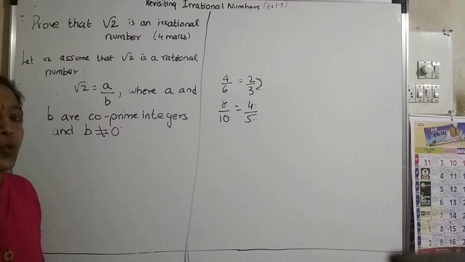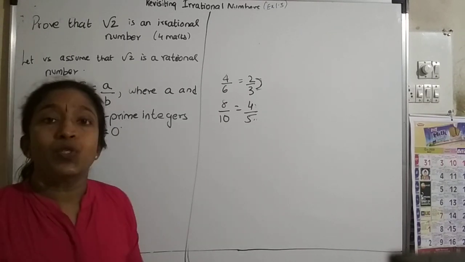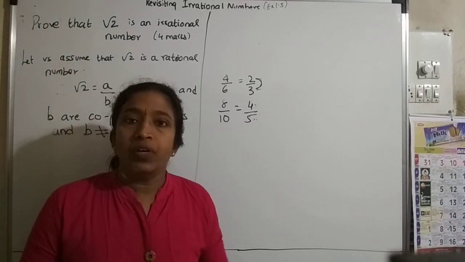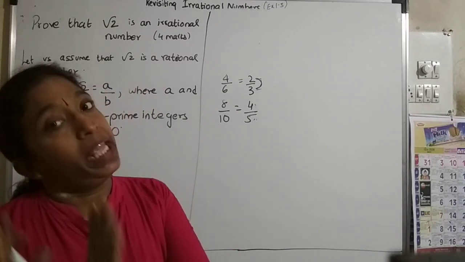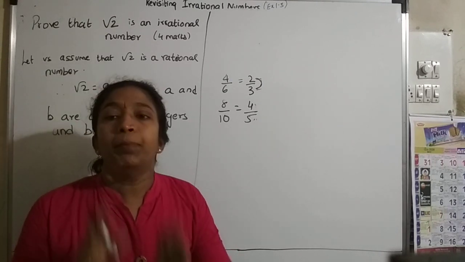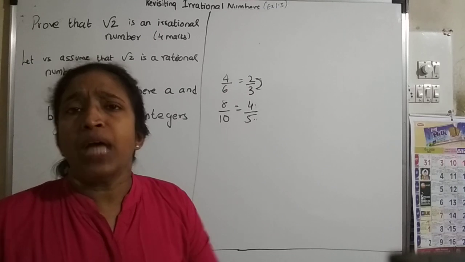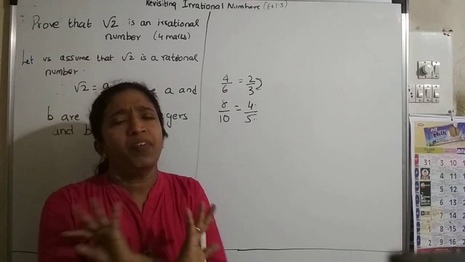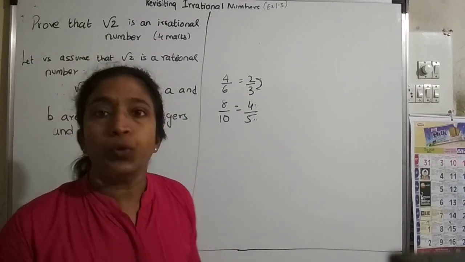Here we assume that root 2 is a rational number, and therefore we are writing the form a upon b, where a and b are co-prime integers and b is not equal to 0. So at present a and b don't have any common factor. That is what you are going to contradict.